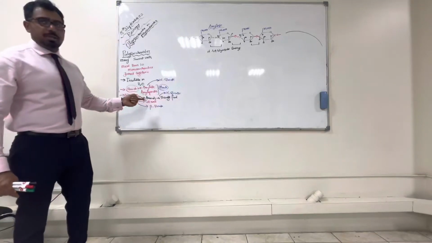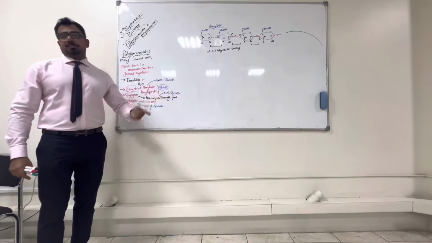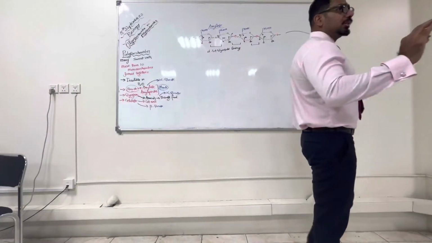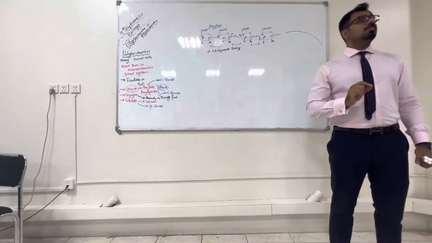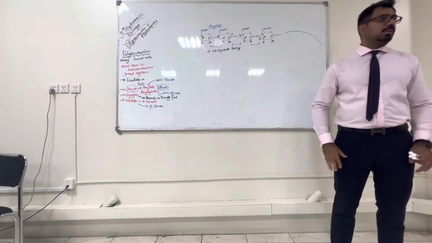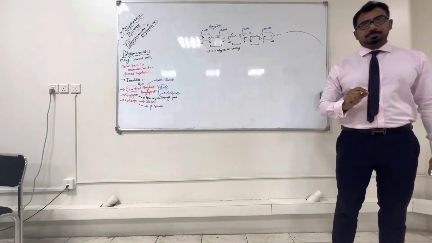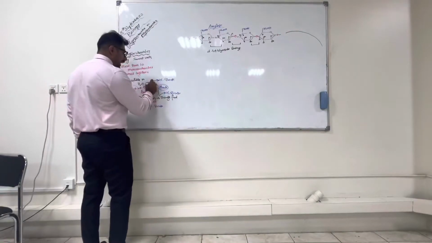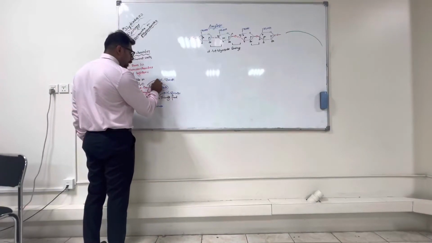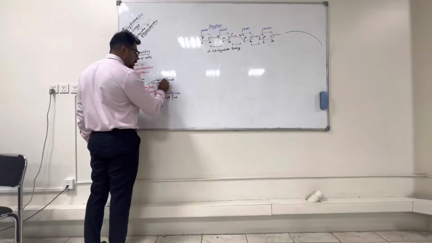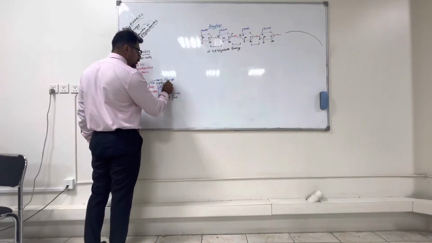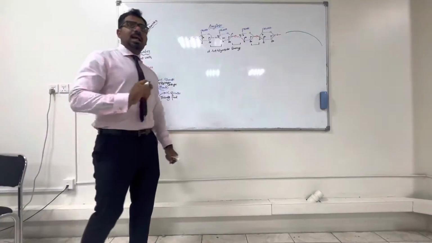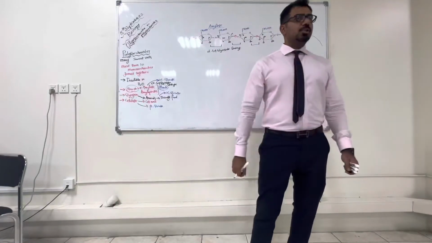Next, I am going to draw the structure of amylopectin. Now, amylopectin and glycogen, I told you, are closely related structures, because these are not simple straight chains. These are branched chains. Now, let me tell you that amylose has only alpha-1,4 glycosidic linkage.